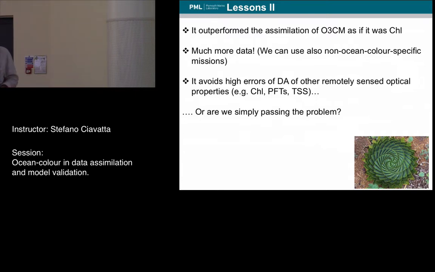But my doubt is, if we are modeling and assimilating this, are we simply passing the problem? One of the arguments is, if we are trying to retrieve phytoplankton types, chlorophyll, POC from satellite, we are actually using a lot of algorithms that are empirical, while in the model we can directly simulate that.